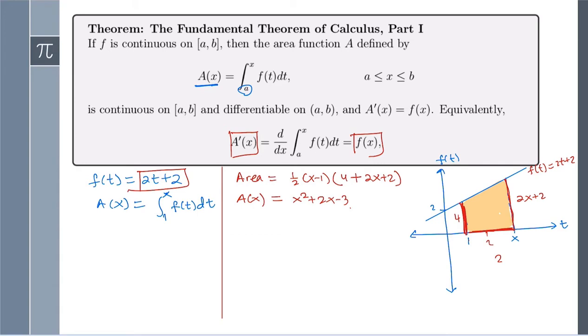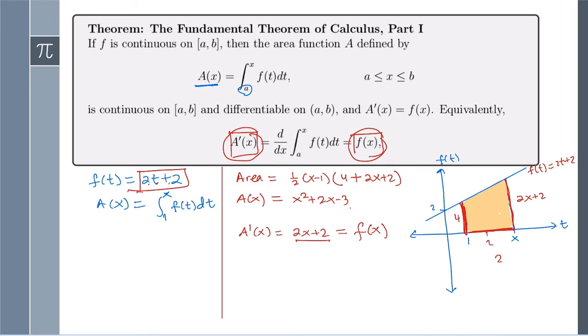If I go ahead and find A prime of x, then we get 2x plus 2. That's what we have here, 2t plus 2. So this is the same as f of x. If I replace t with x, then I get this one. So that's what this theorem is saying here: the derivative of the area function is f of x.